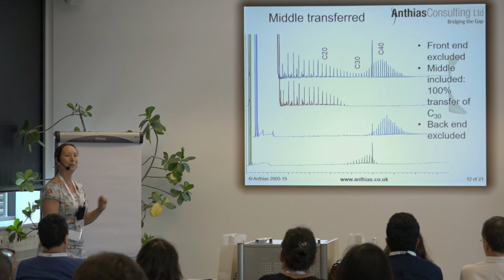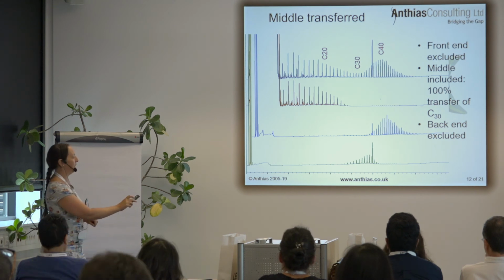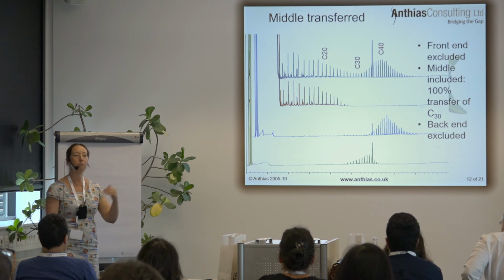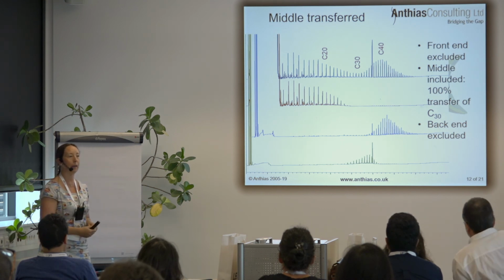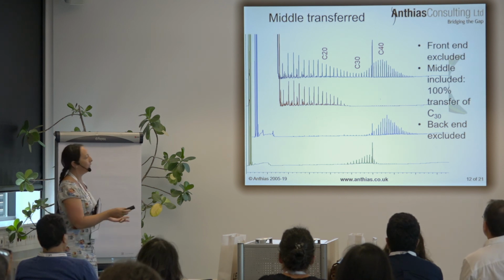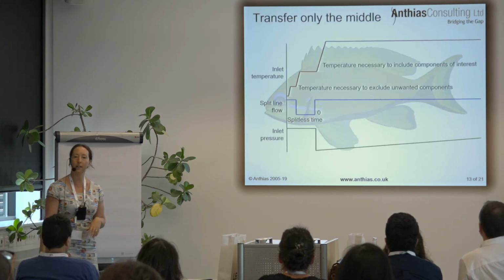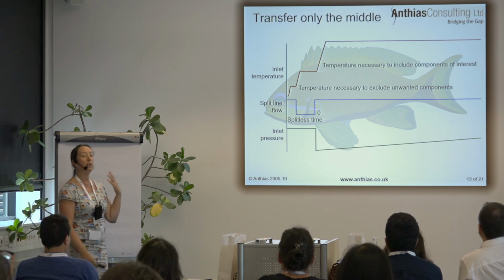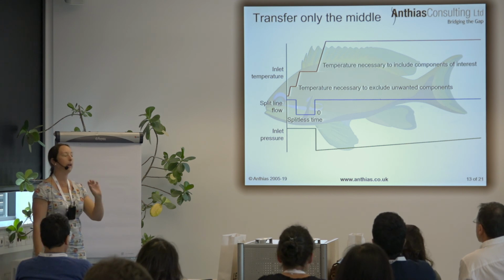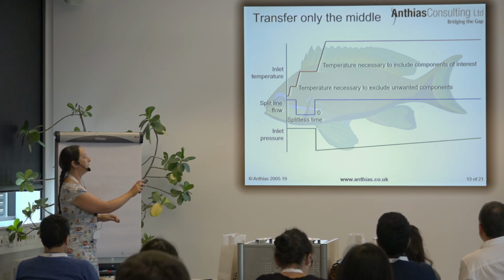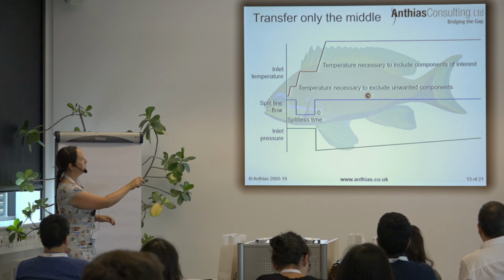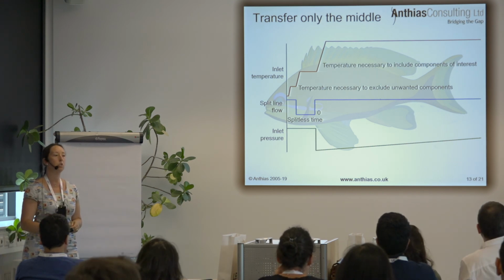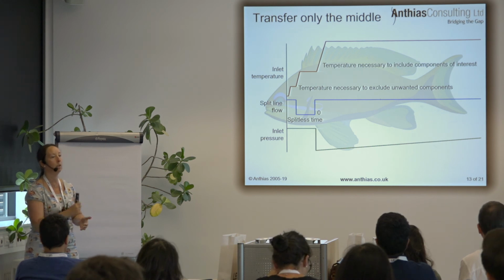Most difficult bit is the middle bit, and this is where we've got C30. C30 is the only thing we're interested in. We've purged everything in the front end, and we've purged everything in the back end. How do we do that? We use a programmable temperature vaporizer, and we control our temperatures and our flows. So if we are selecting only that C30 and nothing else, we start off by injecting with the inlet temperature cool and the split exit open. We then ramp it up to a certain temperature to get everything before C30 purged out of the system.